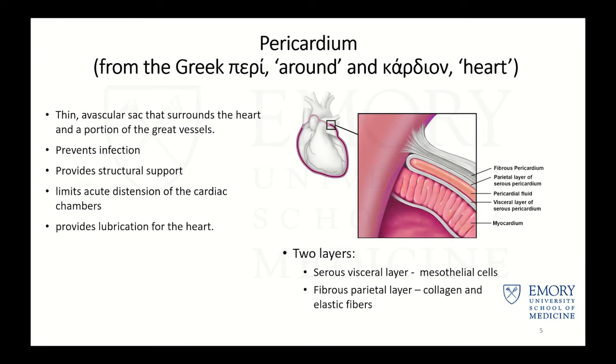So the pericardium is made of 2 layers, an inner layer, the visceral layer, which is made of mesothelial cells, and an outer layer made mostly of collagen and elastic fibers. It's a thin vascular sac that surrounds the heart and portions of the great vessels, and carries several functions. It prevents infection. It provides structural support to the myocardium. It limits the acute distension of the cardiac chambers. It also has a small amount of pericardial fluid that helps lubricate the heart in the pericardium.